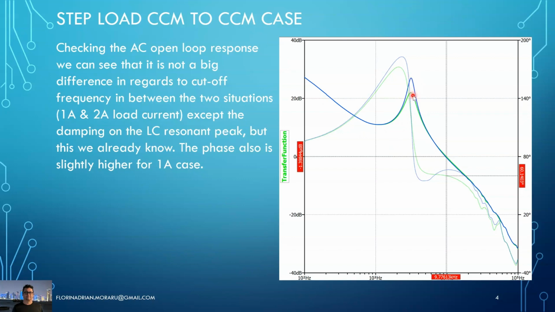So here are the two Bode plots. The red trace is for the 2 amps output current. The blue one is for the 1 amp output current. The current source, or the load resistance, is higher in the 1 amp case. That means the damping of the LC network is not that big, so we have a higher peak here. But we see that in principle we have nearly the same cutoff frequency, close to 10 kilohertz, which is what we are targeting, and the phase margin is 60 degrees or even a bit higher in the 1 amp case. So we are all good here.